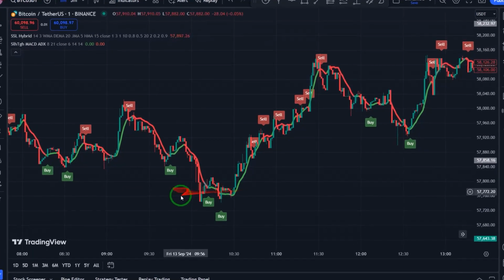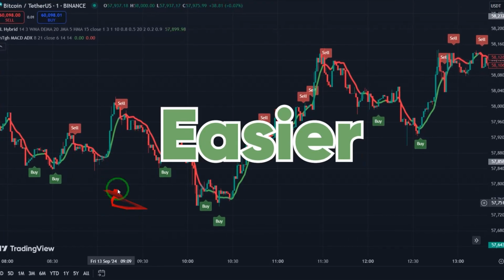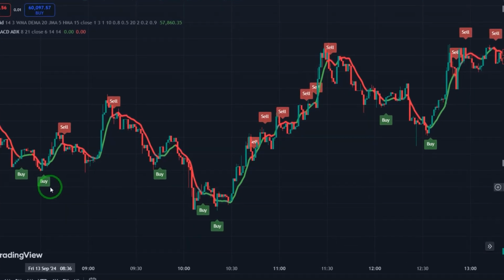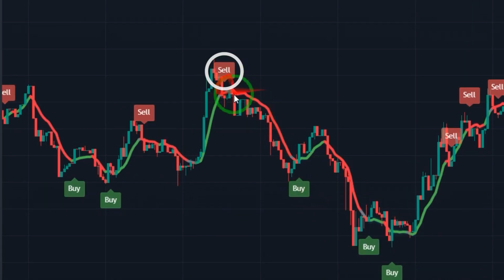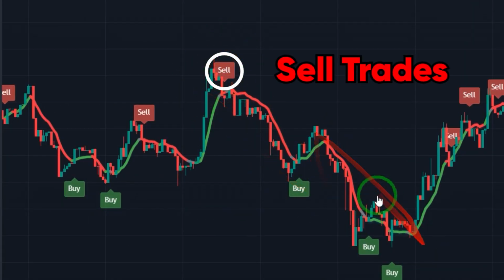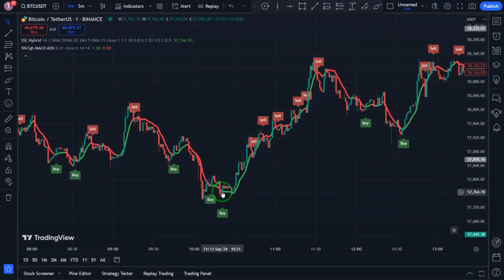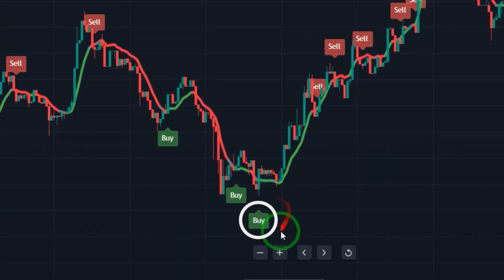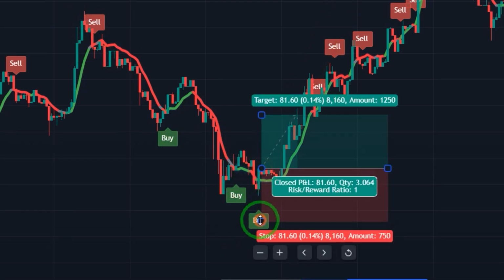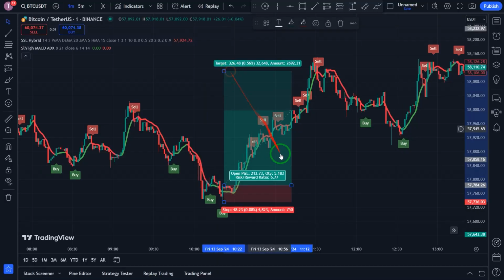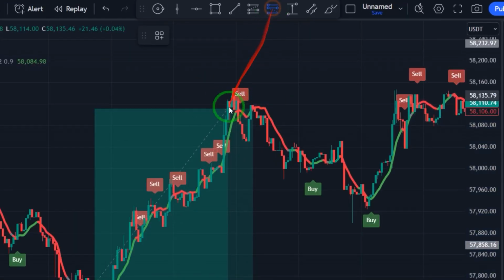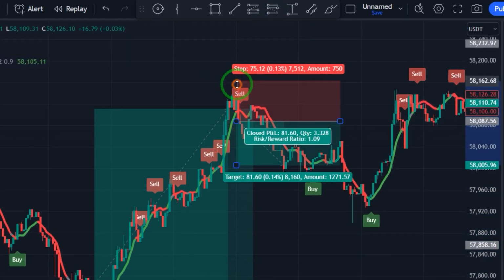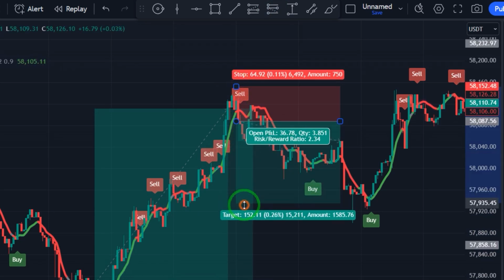Now this indicator generates signals for us that make it much easier for us to enter trades, in such a way that when we see buy signals, we can enter buy trades, and when we see sell signals, we can enter sell trades and make good profits. For example, you can see that by observing this buy signal, we enter a buy trade, set our stop loss at a safe zone, and also make a very good profit. Or at this point, we observe a sell signal, we can enter a sell trade and set our stop loss at a safe zone and also make a good profit.